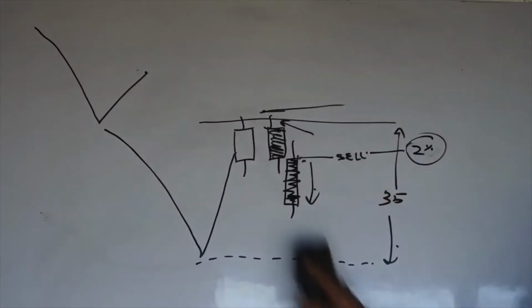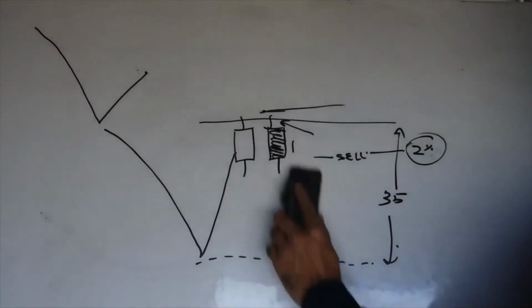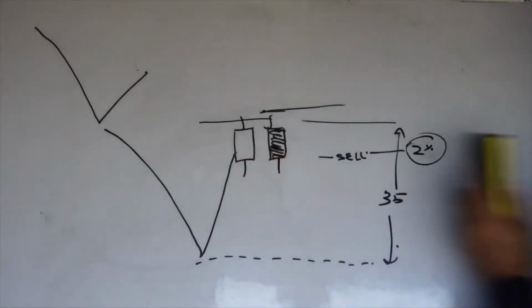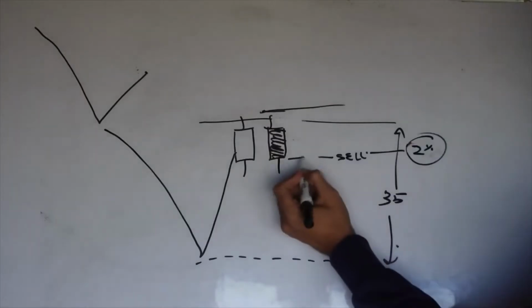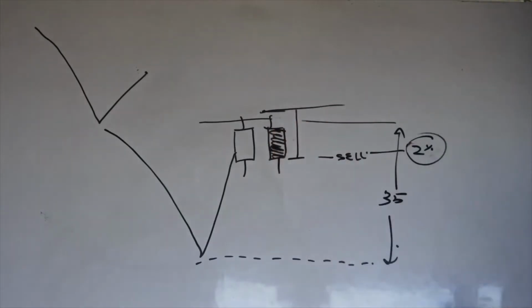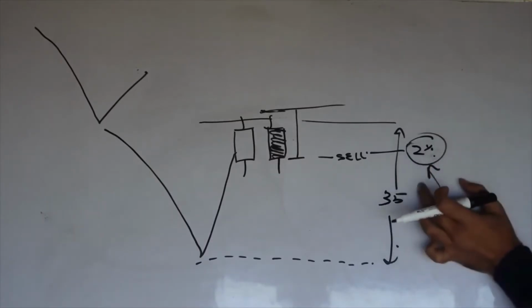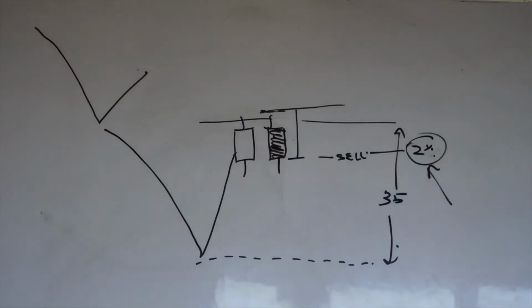If for some reason price does not go down, and price starts to move up from this point, what are you going to lose? If we break above this high, how much percentage are you going to lose? You're going to lose 2%, because you have static risk. You're going to lose 2% of whatever you risked, okay?